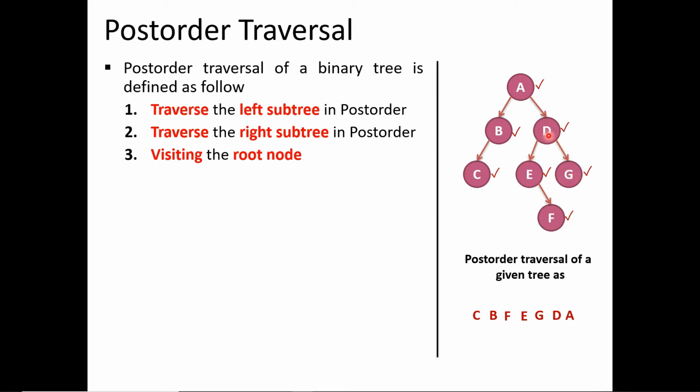And now D becomes a leaf, so we have to write D, and at last we have to write A, which is root, but at last it becomes a leaf, so we have to write A in post order traversal. So easily we can write this post order traversal by picking the leaf node.